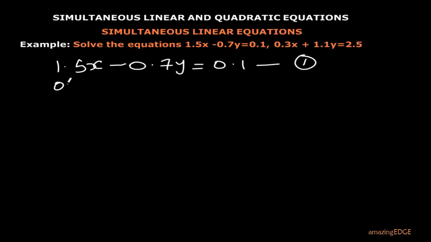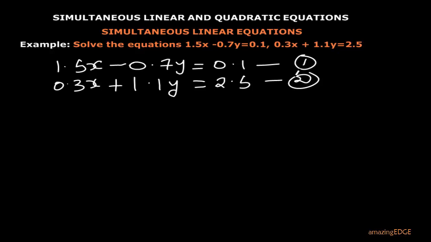Then here I have 0.3x plus 1.1y equals 2.5. This we call equation 2. So now what do we have? This one is in decimal form. If it is in decimal form, we can work with it in the form it is. But I think it is better to convert it to something we are very familiar with.